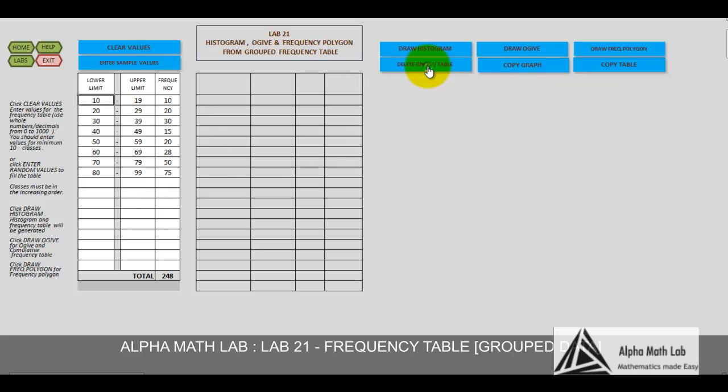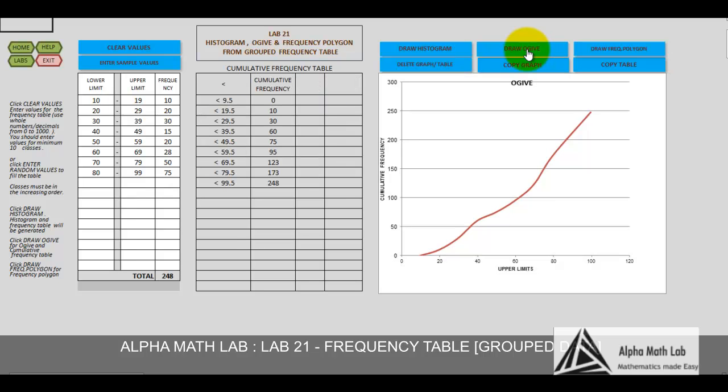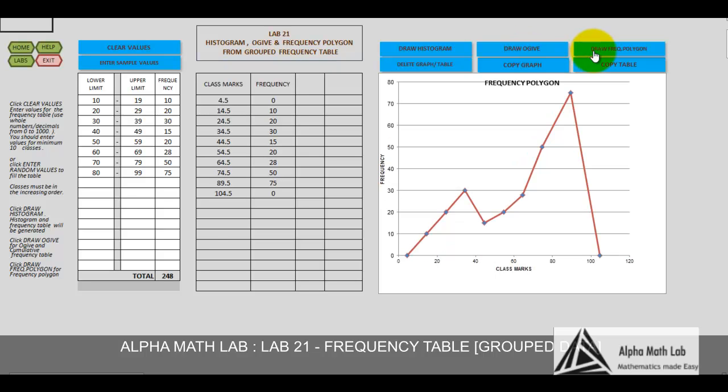Click delete graph and table. Draw ogive. You get a new ogive for the new set of frequency table. Draw frequency polygon. A new frequency polygon has been constructed. Try changing these values again.